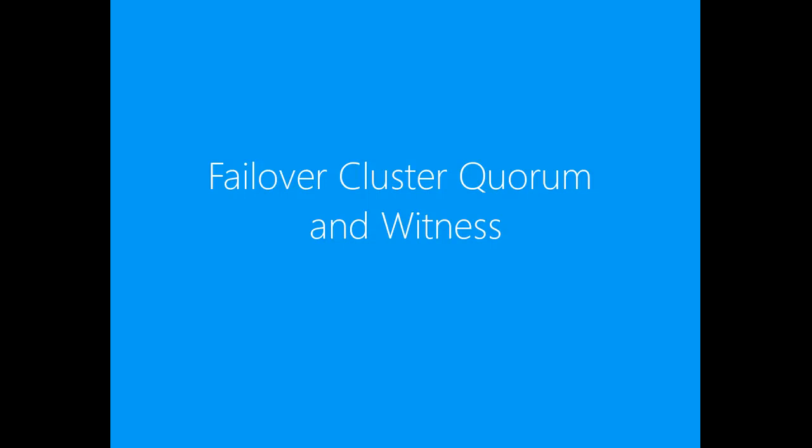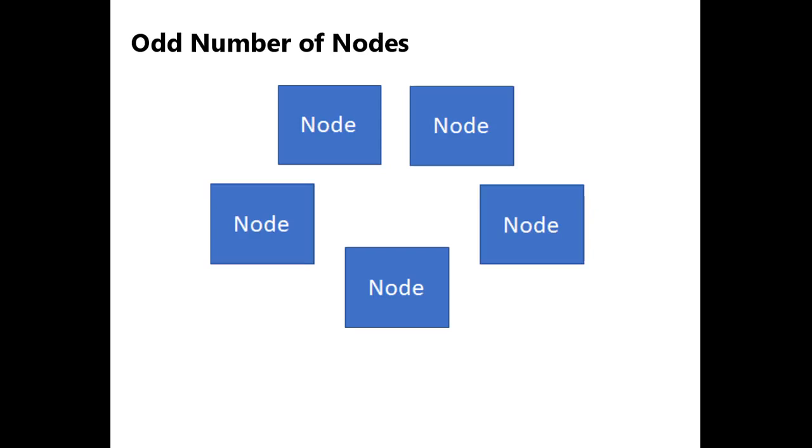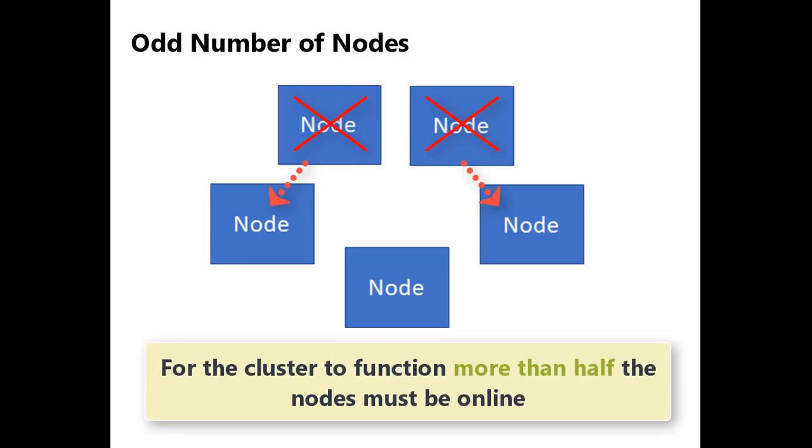In this demonstration, we'll take a look at failover cluster quorum and witness. Let's start with a cluster that has 5 nodes. As nodes start to go offline, their services are transferred to other working nodes in the cluster. And the rule of thumb is, for the cluster to function, more than half the nodes must be online.